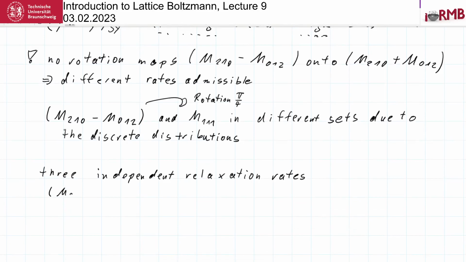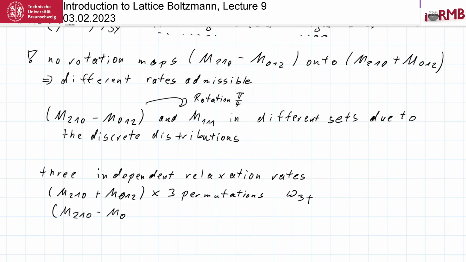Namely, we have M210 plus M012. So there are 3 permutations of this. And they come with the relaxation rate, because it's a third order moment, I write it omega 3 plus, so you can give them different names. This is the name I just made up here. And M210 minus M012, of course, you will have the same 3 permutations.